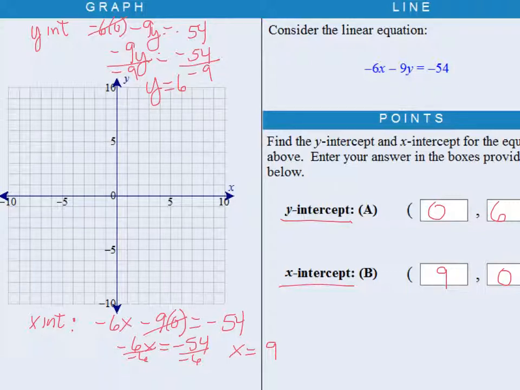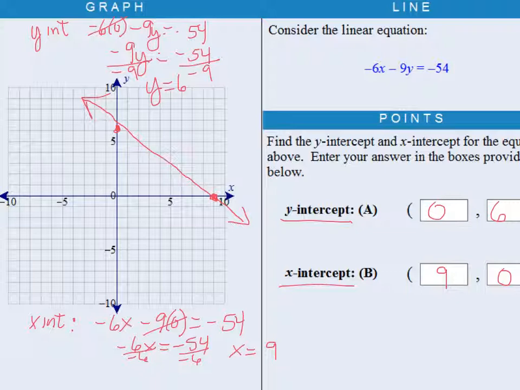To plot it, you know that they're going to end up on the axes. So for my y-intercept, I'm over 0 and up 6. And for my x-intercept, I'm over 9 and up 0. And then that's my equation. So this is kind of a nice quick way.